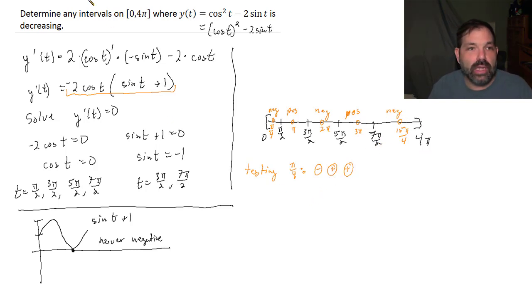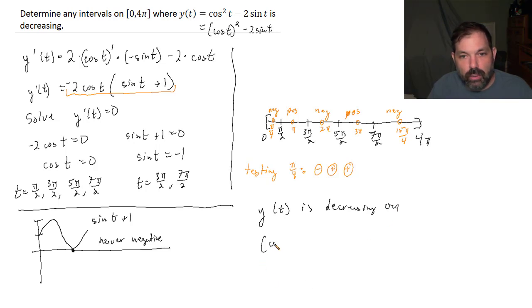So then where is it decreasing? All right, so then y is decreasing on 0 to pi over 2, on 3 pi over 2 to 5 pi over 2, and on 7 pi over 2 to 4 pi.